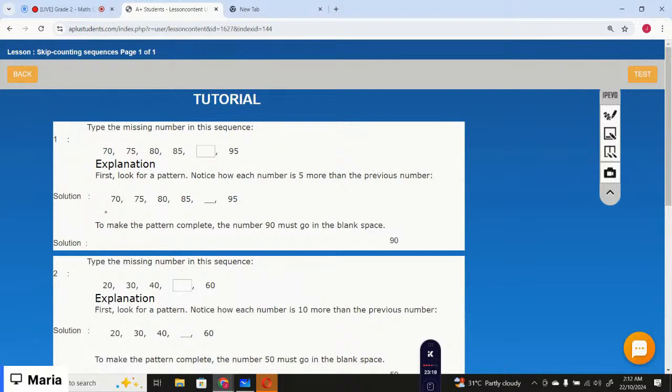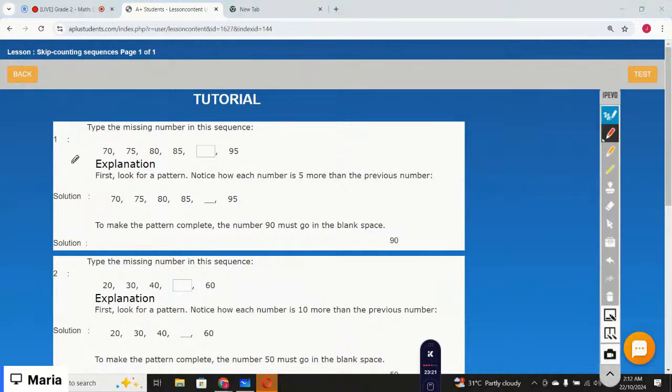So basically, these are the sequences. Type the missing number in the sequence 70, 75, 80, 85. These are the sequences, right? You have to look for the pattern, how they are growing. First, you have to see how they are growing, and then you can find the missing number.